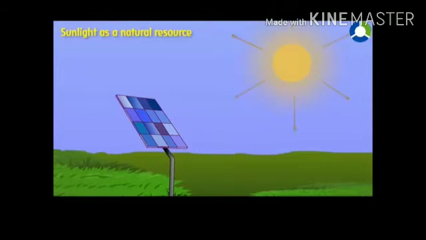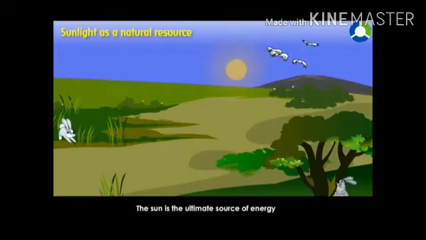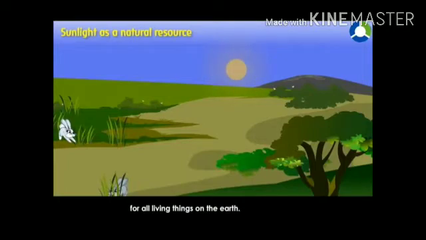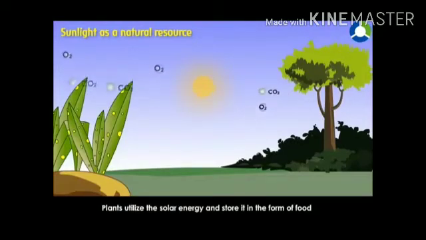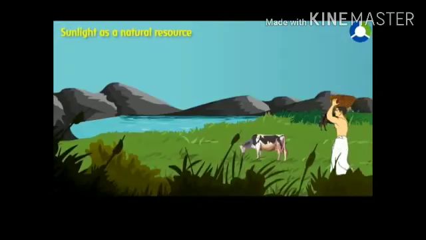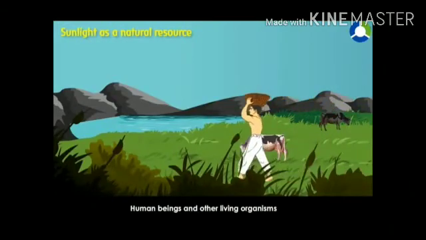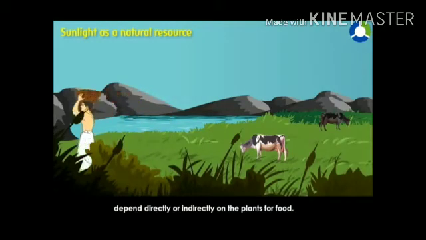Sunlight as a natural resource. The energy obtained from the sun is called solar energy. The sun is the ultimate source of energy for all living things on the earth. Plants utilize the solar energy and store it in the form of food during the process of photosynthesis. Human beings and other living organisms depend directly or indirectly on the plants for food.